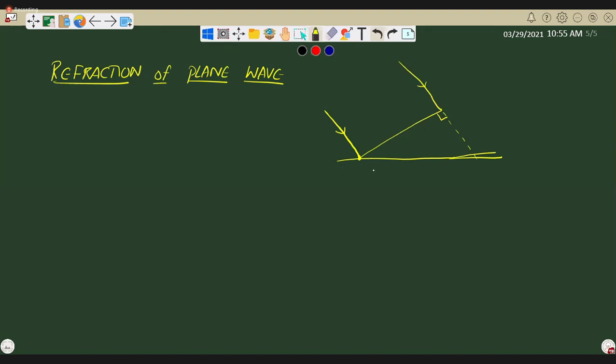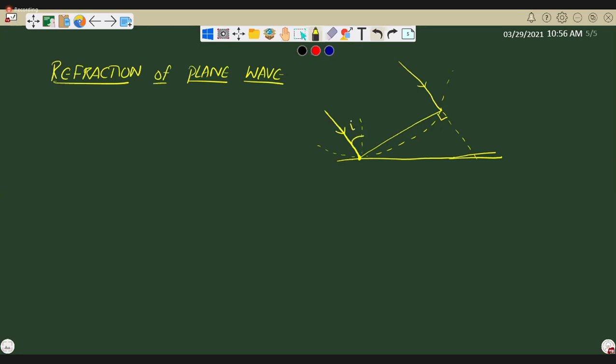Now let us try to explain the refraction of a plane wave. So we will see whether Snell's law is applicable for light if light is behaving like a wave. For that, I'm taking a wave which is coming in this fashion. That is, your spherical wave is something like this. Understood? This is your spherical wave. Okay? Clear?